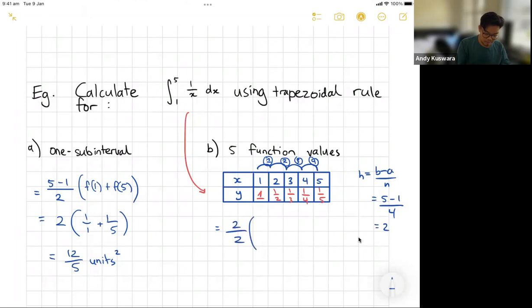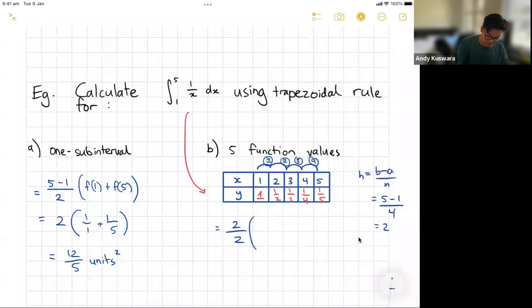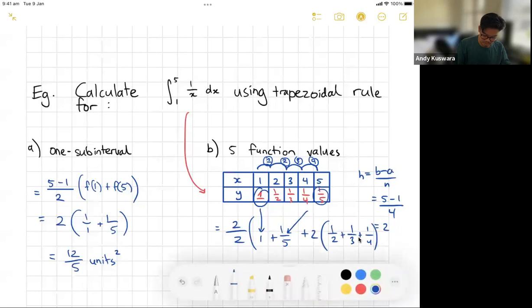Now, f of 1, so I'm going to put in this first value in here, right? First plus last, plus 2 of everything else in between, a half plus a third plus a quarter. Okay, I'm going to move this up a little bit so it doesn't get too confusing.